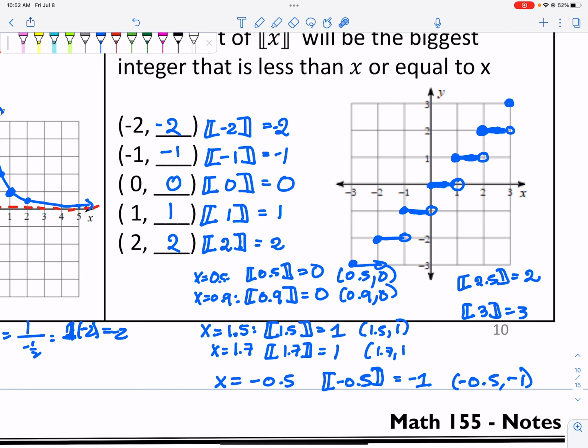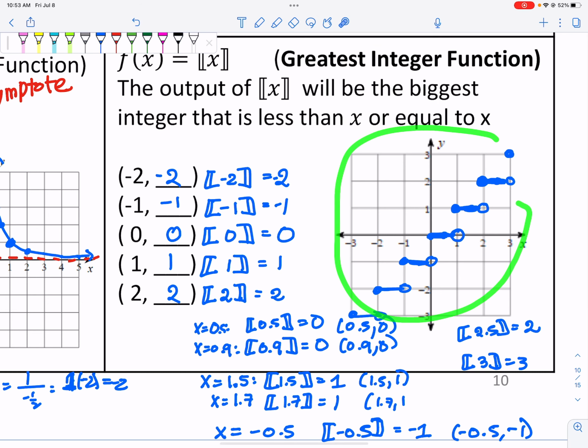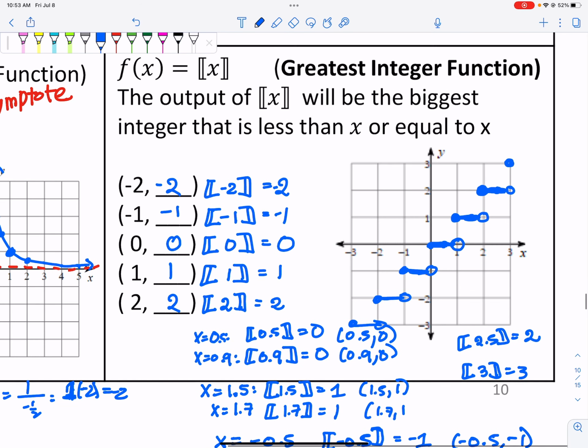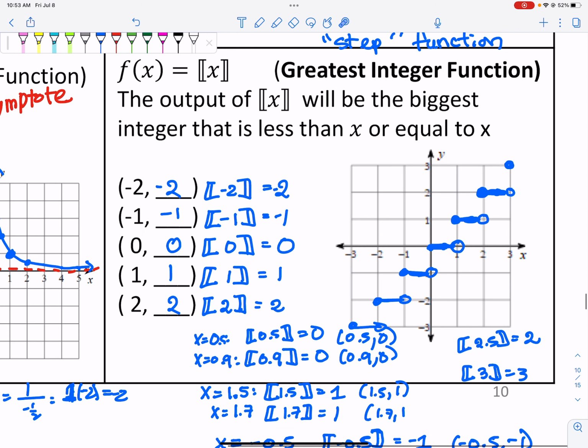All right, so this is what the graph of the greatest integer function looks like. This is also called the step function, just because it kind of looks like a staircase where you can step up.